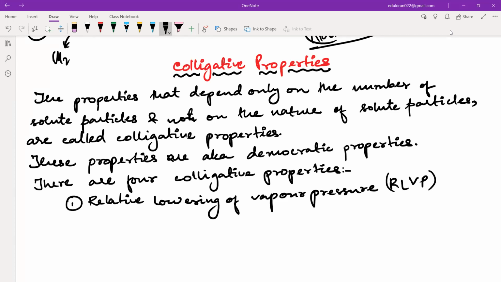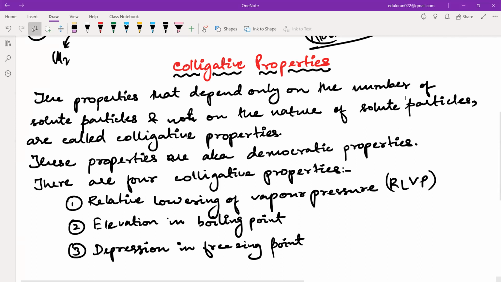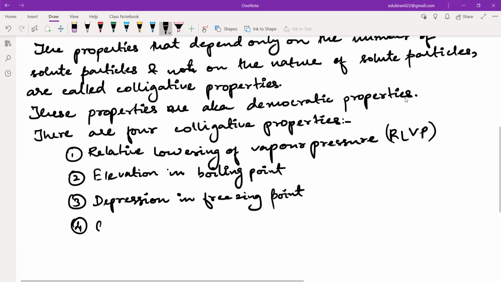Second is elevation in boiling point. Third is depression in freezing point. And the last colligative property that we'll be learning is osmotic pressure. Please write this down.